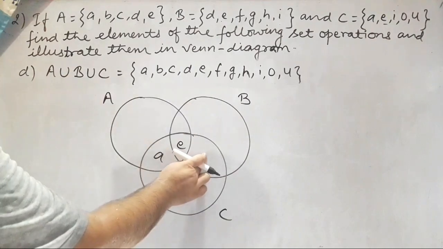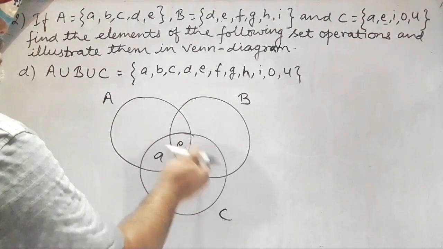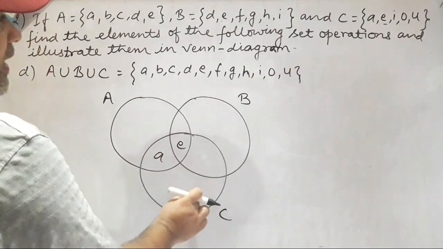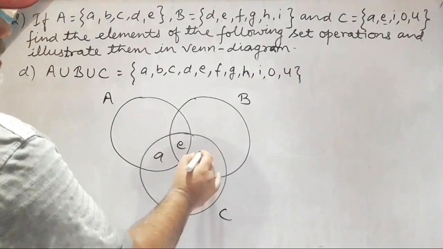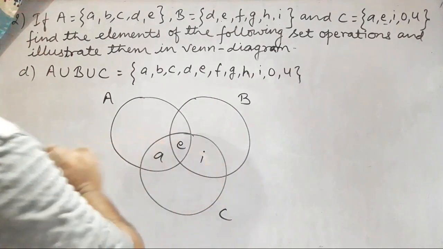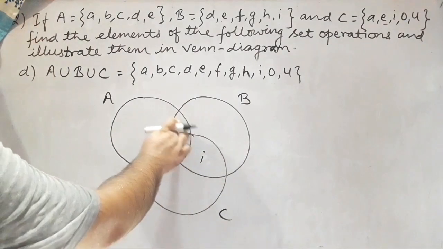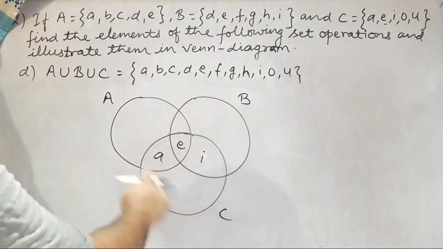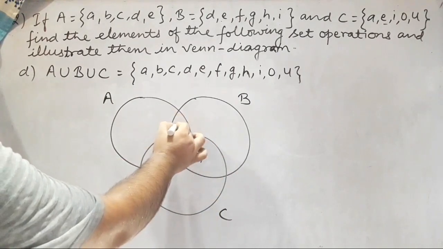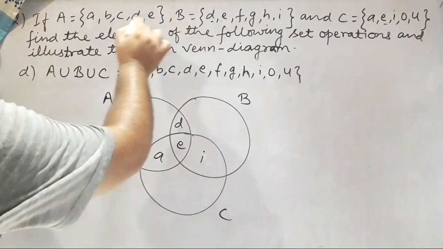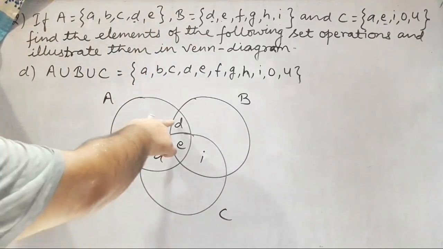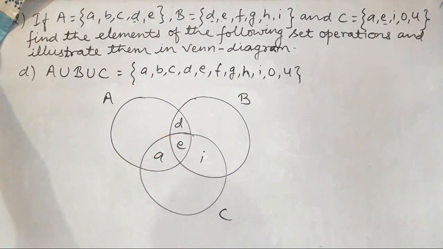That is, here we shall put the element or the elements which are common only in B and C. So here the element I will lie there, and here the element common to A and B but not of C. So here we can see that the element common in A and B will lie here. Now we will fill the rest of the elements.